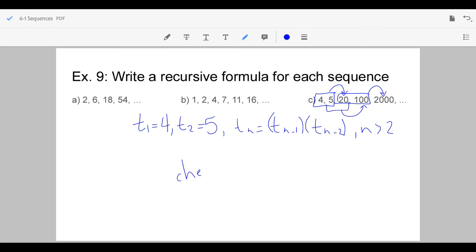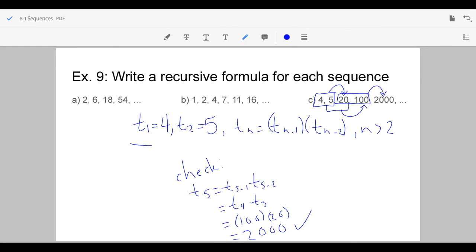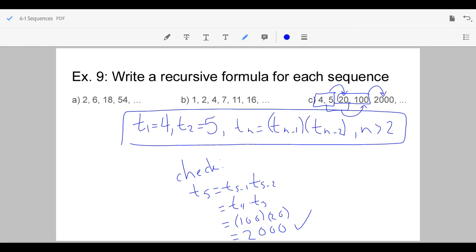Let's check this one just to be sure. Let's say we have term 5 here. This is our last one. So term 5 we know is 2,000, but that would be equal to term 5 minus 1 times term 5 minus 2, which is term 4 times term 3. Term 4 is 100. Term 3 is 20. And 100 times 20 is actually 2,000, which means that this is our recursive formula. And yes, you do need to write all of that I just put in the box.